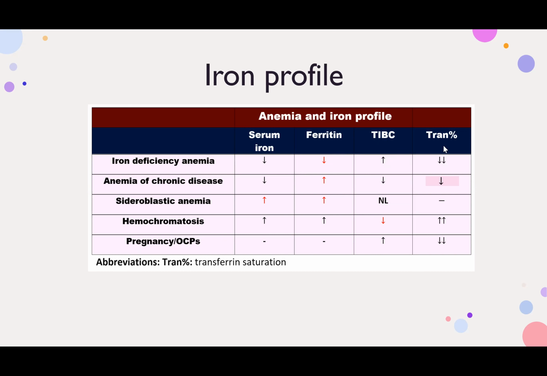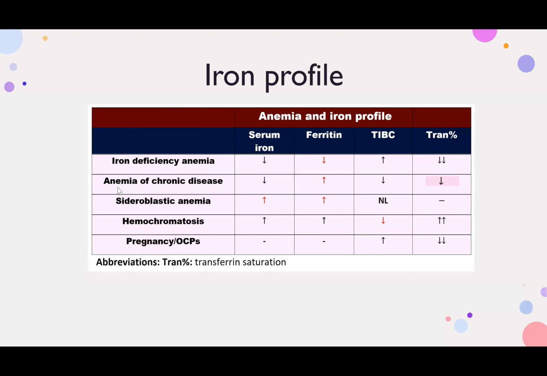Transferrin saturation is the serum iron divided by the TIBC. Okay, so it's going to be definitely low in iron deficiency anemia, below 18% or below 20%. And some people say, if it's below 15%, it's most likely iron deficiency anemia.